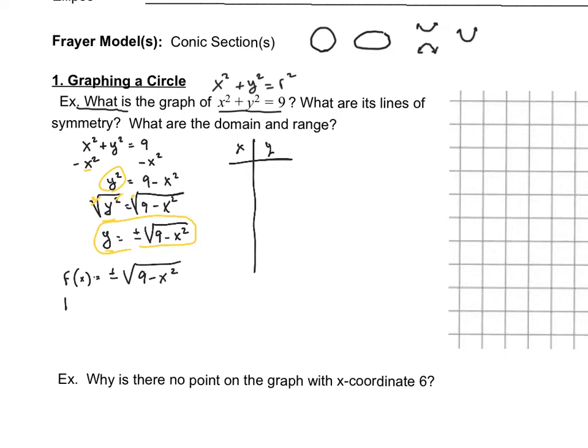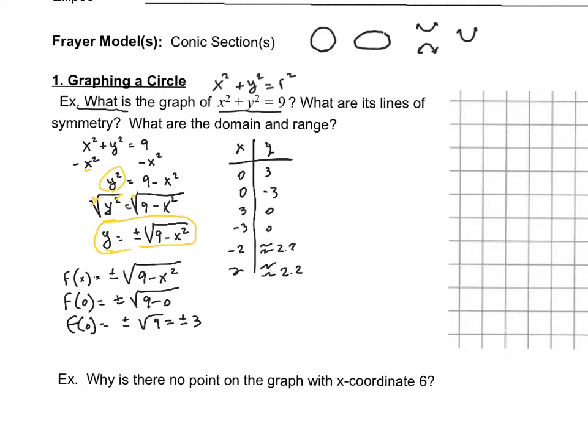Now, if I went ahead and said f of 0, what do I get? I get plus or minus the square root of 9 minus 0, or plus or minus the square root of 9, which is plus or minus 3. So I do know, just some simple stuff here, that when x is 0, y is 3, and when x is 0, y is also negative 3. And so I'm just going to go ahead and plug some values in. You can also use your calculator.